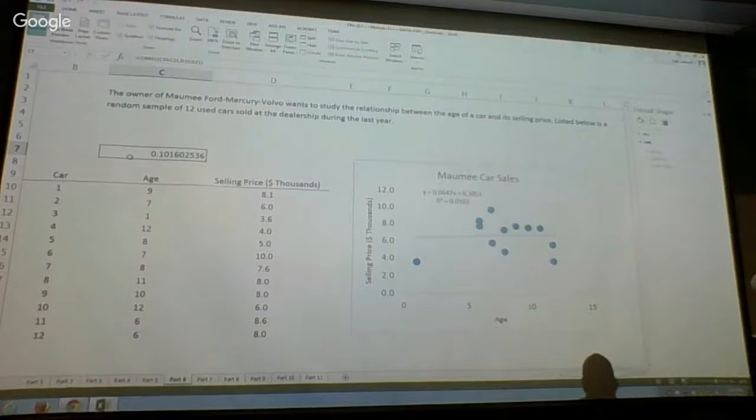The value of the test statistic is either negative 0.32 or positive 0.32. Which one of those is it going to be? Negative or positive? What'd you say, Steve? Positive. Why is it positive? Why is T positive? Yeah, T is positive because R is positive.